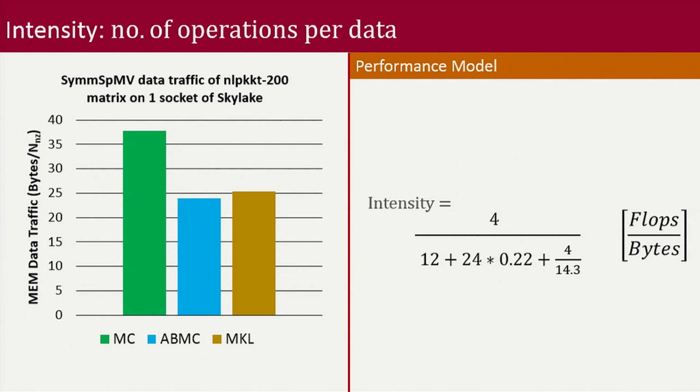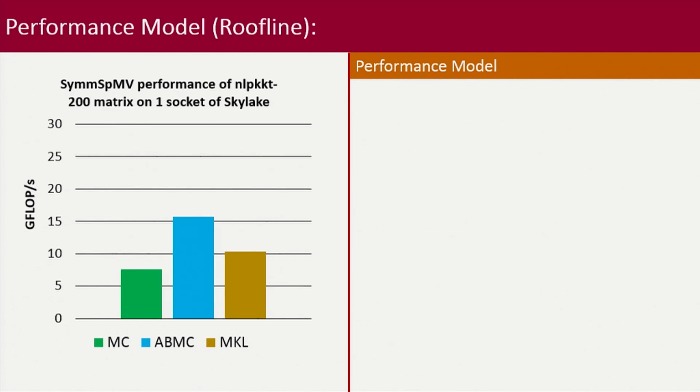And now, if we compare with the ideal data traffic seen in the denominator of the intensity equation, we see that there is a positive deviation of all methods from the ideal case. This indicates there is some extra data traffic which we haven't accounted for. But let's now look into the actual performance.